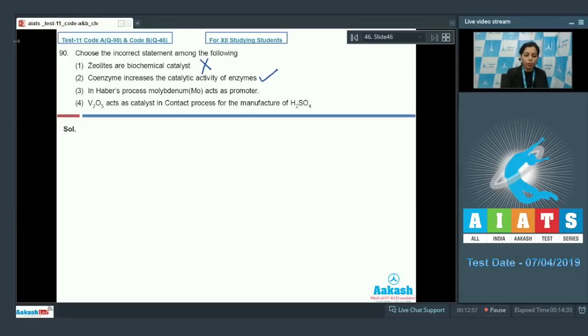Further, in Haber's process, molybdenum is used as promoter. In Haber's process, ammonia is prepared. Iron is the catalyst there and the promoter is molybdenum. So this is a correct statement. After that, V2O5 acts as catalyst in the contact process for the manufacture of H2SO4. Sulfuric acid is prepared by the contact process, and yes, V2O5 acts as catalyst. That's why only one incorrect statement is here in question number 90. So that is option 1, and that becomes the correct answer for question number 90.